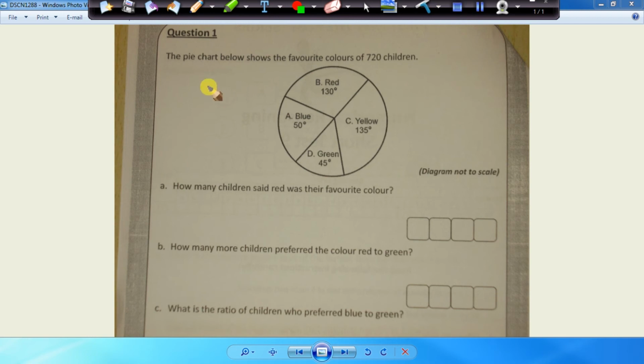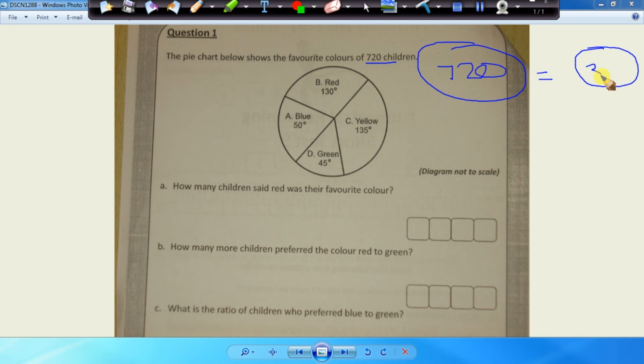Okay, question number 1. The pie chart below shows the favorite color of 720 children. How many children said red was their favorite color? Now, 720 children are in a pie chart. That pie chart is represented by how many degrees? 360 degrees. That's 720 children. So we need to work out what each degree is worth on the pie chart, first of all. So 360 degrees. Let's go down to 1 degree.